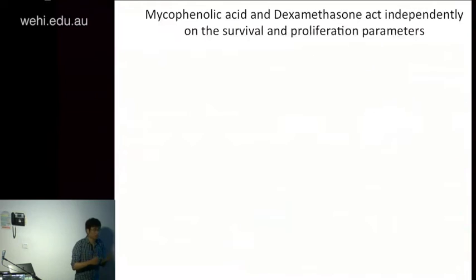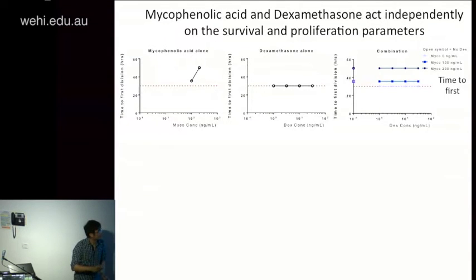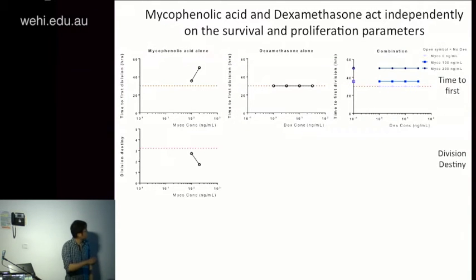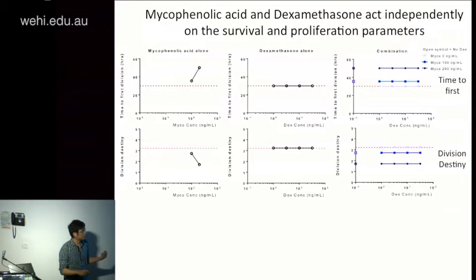If you enumerate these parameters, this is the time to first division. Mycophenolic acid increases the time it takes for cells to enter division, and dexamethasone does not have an effect on the time to first division. In combination, with increasing mycophenolic acid concentration, dexamethasone does not have an effect on the times to divide. If we look at the effects on division destiny, this is mycophenolic acid and this is dexamethasone. In combination, with increasing mycophenolic acid concentration, dexamethasone has no effect.